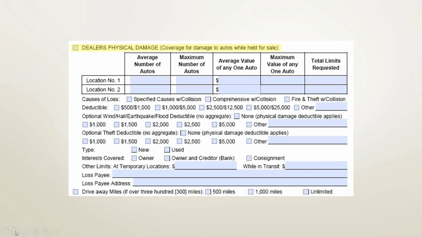And you can add loss payees here, and those drive-away miles that we spoke about a few slides ago. If they're going over that 300-mile radius, we're going to want to make sure that we add some extra miles to their policy.